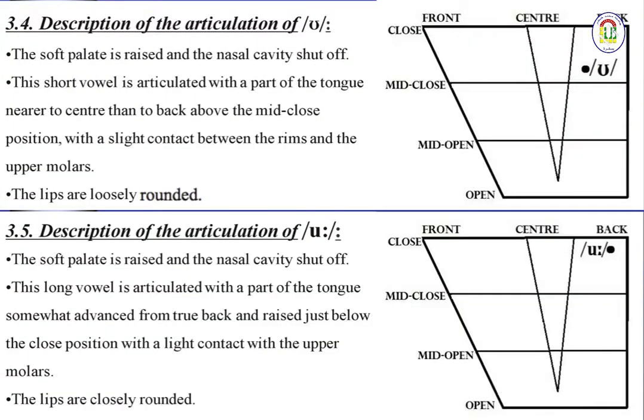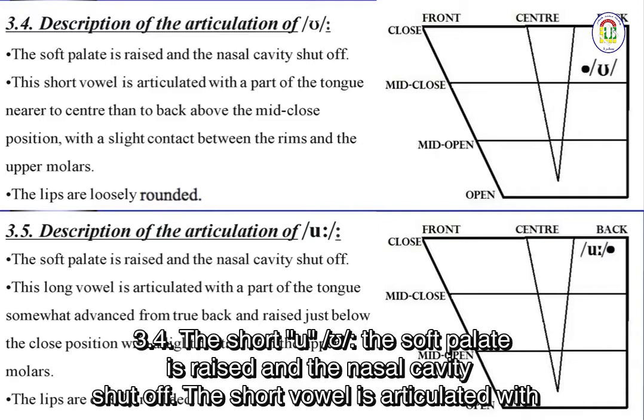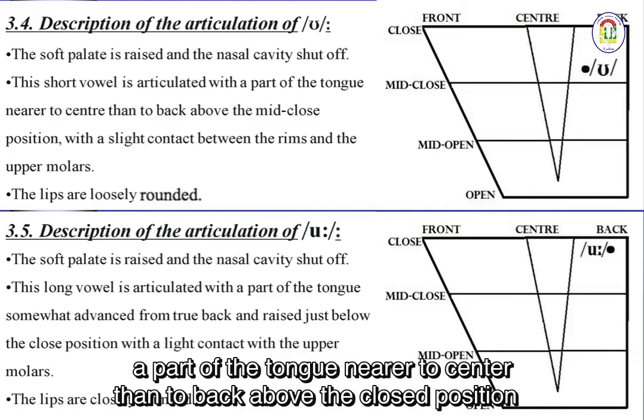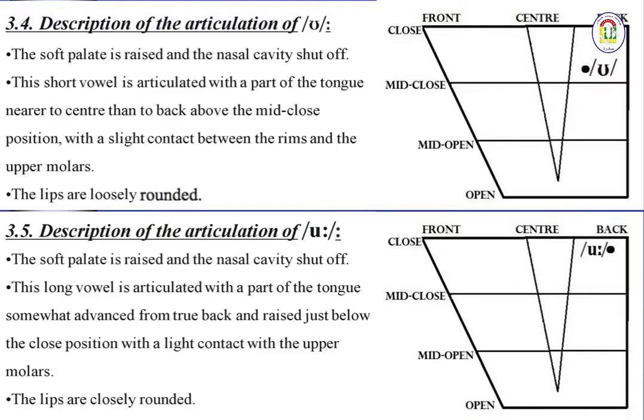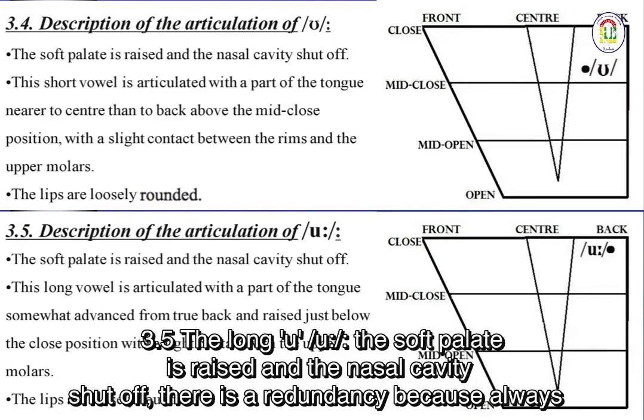Short U. The soft palate is raised and the nasal cavity shut off. The short vowel is articulated with a part of the tongue near to center, then to back, above the mid-close position, with a slight contact between the rims and the upper molars. Lips are loosely rounded. Long U.